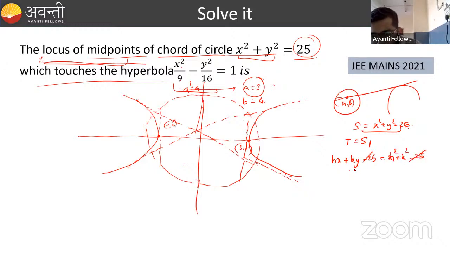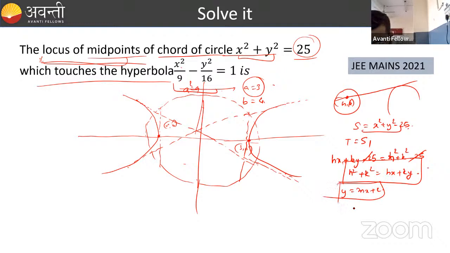So we get h square plus k square equals hx plus ky. Now let's compare this to y equals mx plus c. When you compare, you get m equals minus h by k and c equals h square plus k square by k.